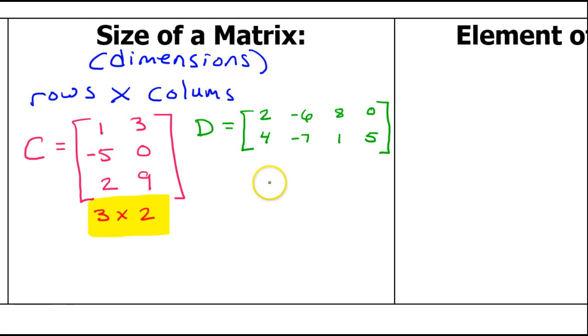Pop quiz, what is the size of matrix D? Or we could say, what are the dimensions of matrix D? Think about it. Hopefully you were thinking to yourself, well, this is a 2 by 4 matrix, because it has two rows, one, two, and it has four columns, one, two, three, four. So the dimensions are 2 by 4, always rows by columns. So when we talk about the size, we're talking about this.